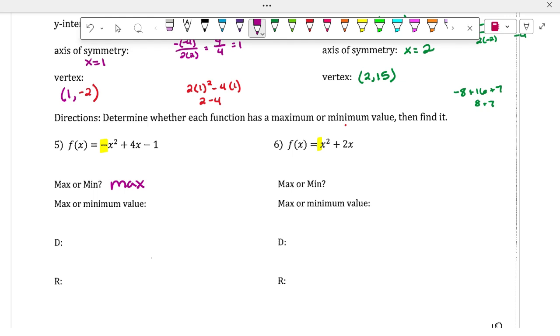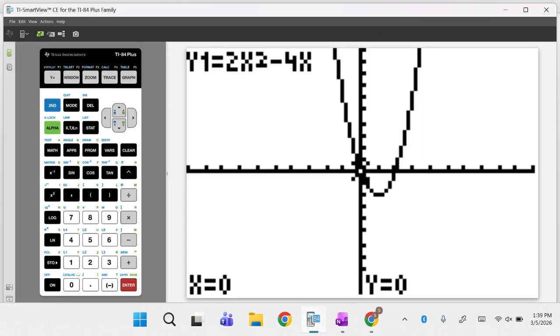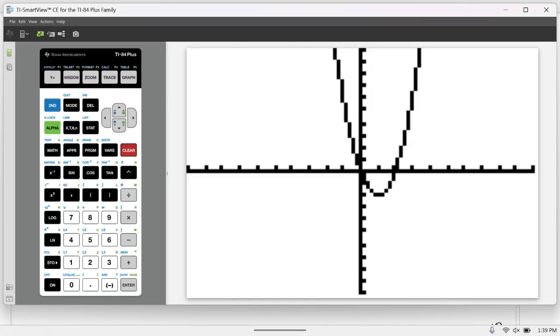Now remember, the max or min value just means that you need to find the Y value of the vertex. All right. So you got to do negative B over 2A and then plug it back in. Now, for time's sake, I'm just going to put it in the calculator. So I know you guys should be okay with doing that on your own.